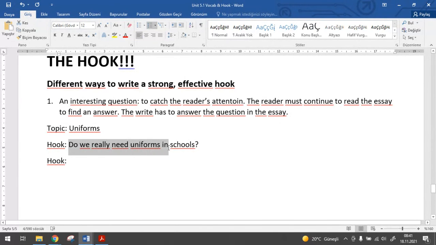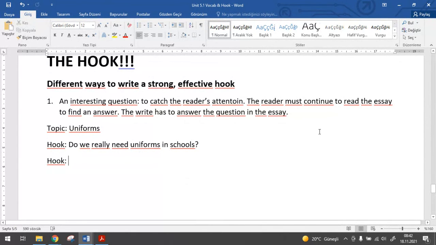So if you ask this question, do we really need school uniforms? When I read this, I must understand your opinion. You think, yes, we do need uniforms. Or you think, no, we don't need uniforms. So you must have an opinion and you must answer it.